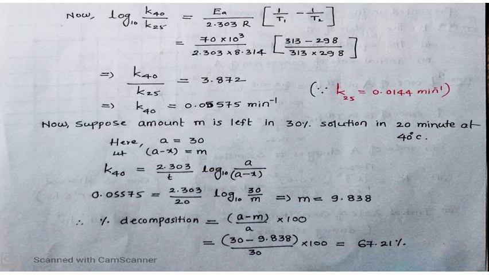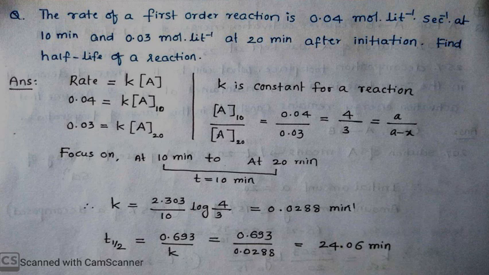Okay students, next. Yes, next question. The rate of a first order reaction is 0.04 mole per liter per second at 10 minutes. So a first order reaction is given, the rate value at 10 minutes is given to you, and 0.03 mole per liter per second at 20 minutes after initiation. Find the half-life of the reaction.